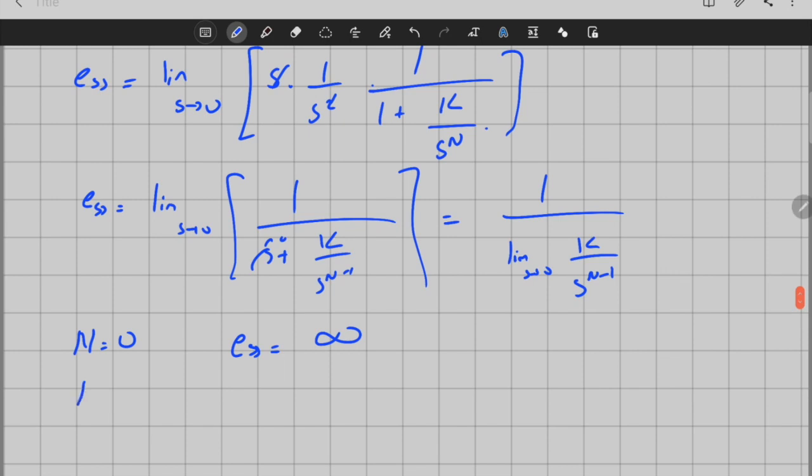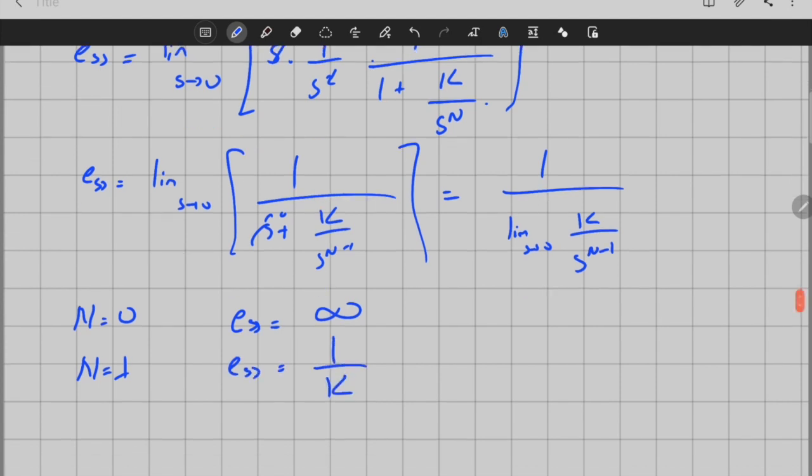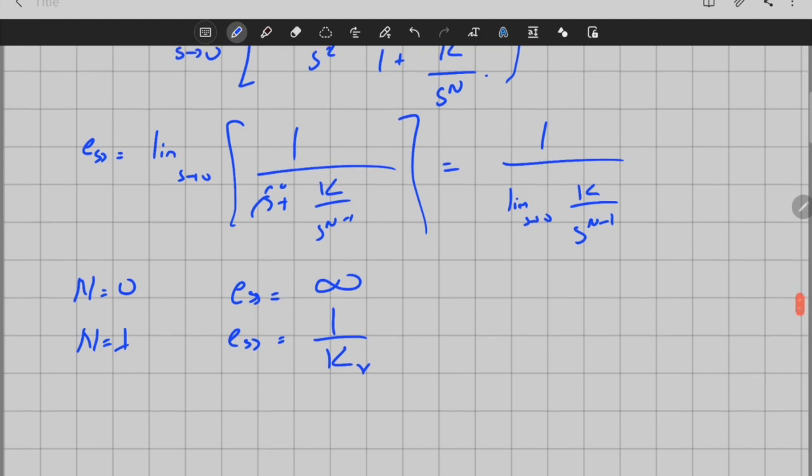So what happens when n is equal to 1? When n is equal to 1, this is to the power 0. The steady state error is equal to 1 over k. Under this case, we rename k as kv, which is the velocity error constant. As you can see, we have a constant steady state error. When n is equal to 2 or larger, if we compute the steady state error, it will be s to the power 1, 2, or something like this. In that respect, this will go to infinity, and 1 over infinity is equal to 0.